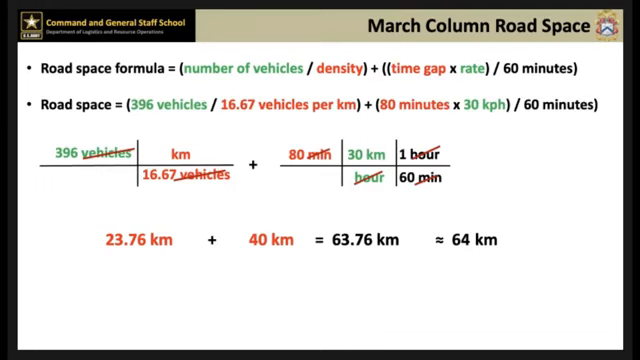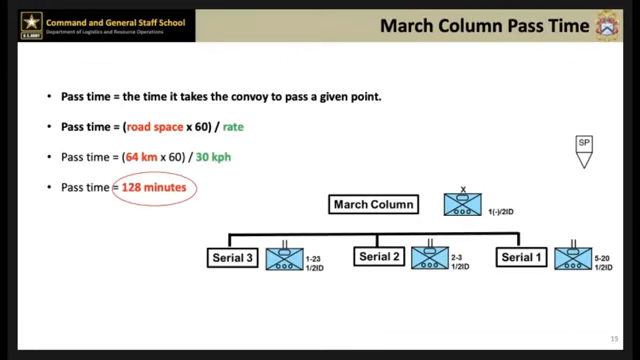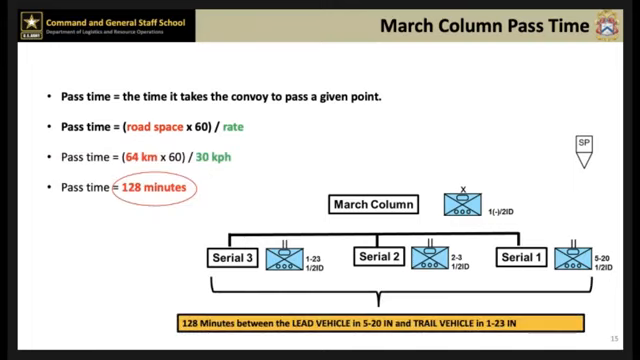Too easy, right? We can now execute the pass time calculation because we've determined the road space and have been provided with the rate of march. We plug in the numbers, and the result is 128 minutes. This is the period of time between the lead and trail vehicle of the entire march column.